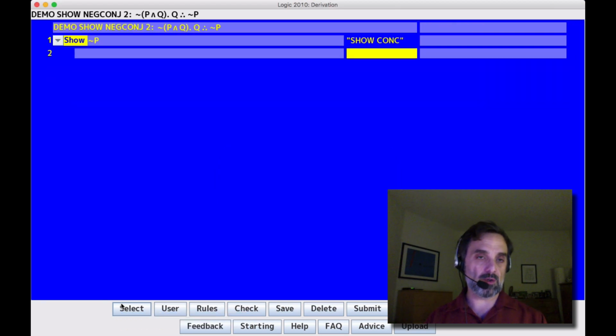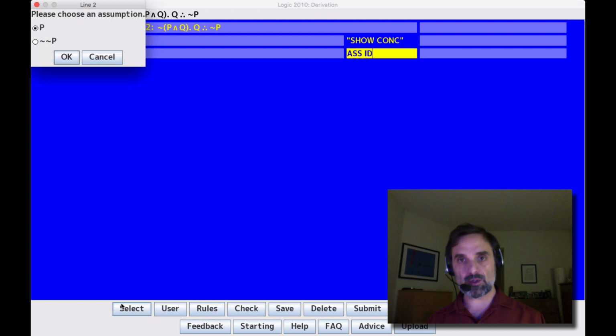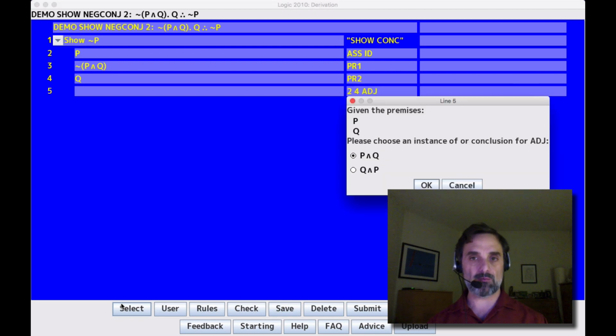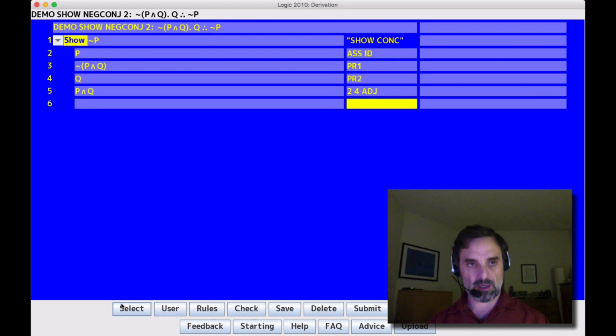Well, this time the conclusion is not P, so again, let's make an indirect assumption. Let's bring in our two premises. This is exactly the same, except the order of P and Q is reversed. So again, we can put together P with Q. We can adjoin P with Q. We form P and Q, and we have a contradiction between 3 and 5.